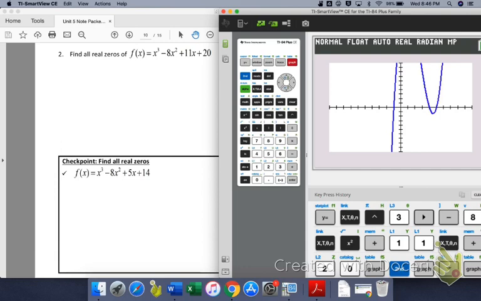Life is good. So that's how you go ahead and verify, find your zeros given a large function like this where you have something that starts with an x cubed or greater.